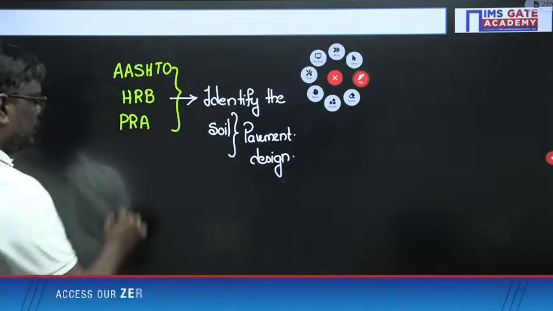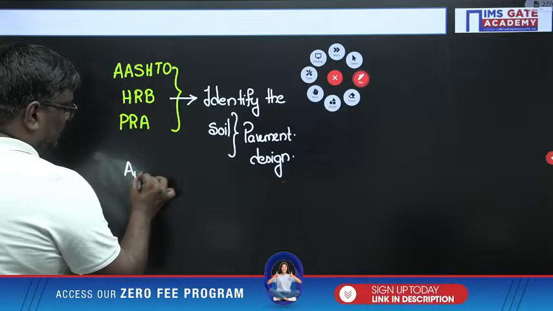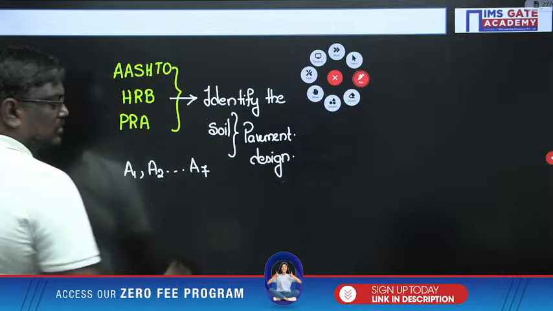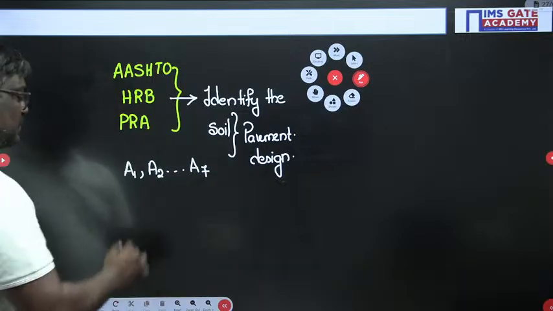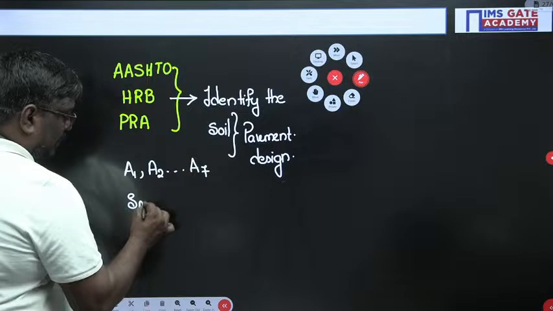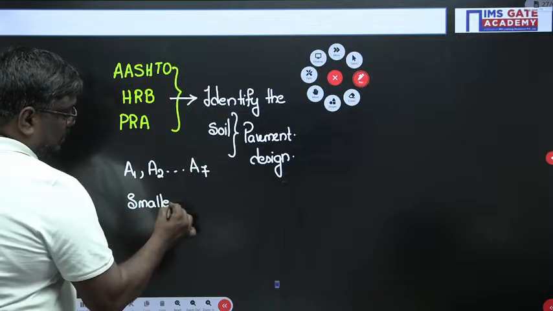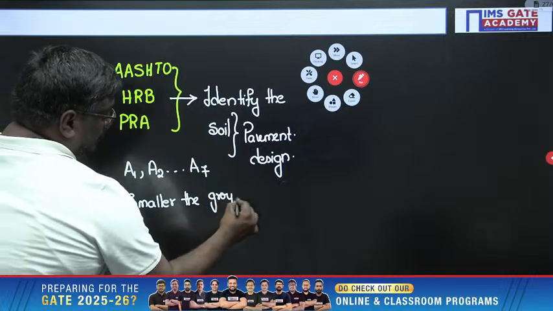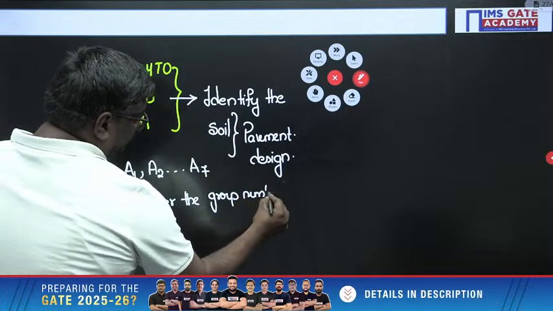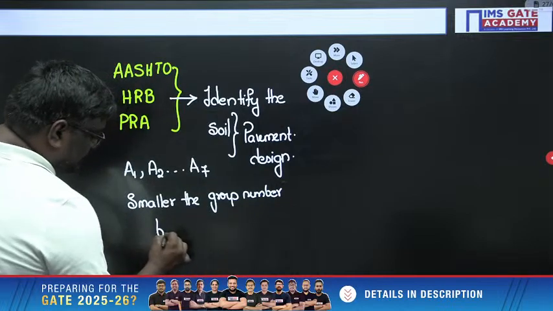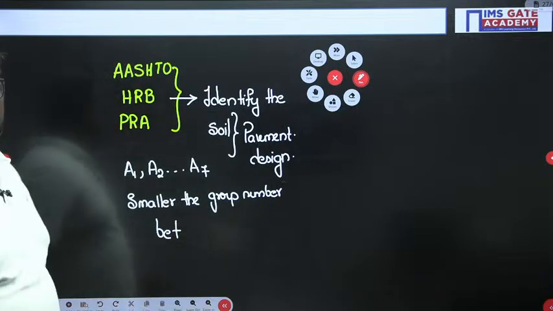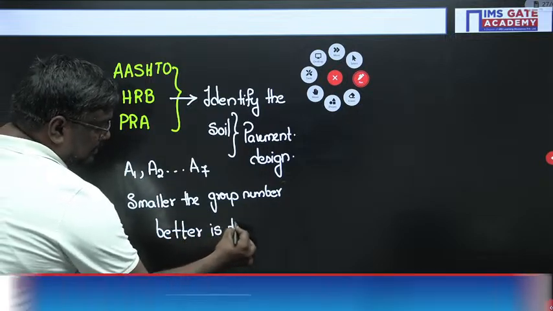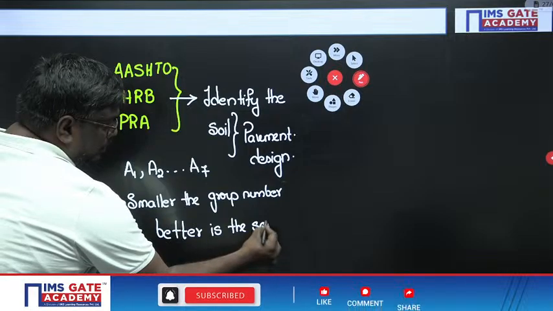Now, my dear students, we have A1, A2, so on up to A7, they have classified into 7 groups. And always remember, smaller the group number, better is the soil for pavement. So you can write here, smaller the number, better is the soil. I hope you are following, students.